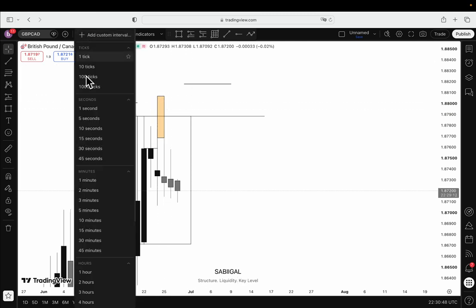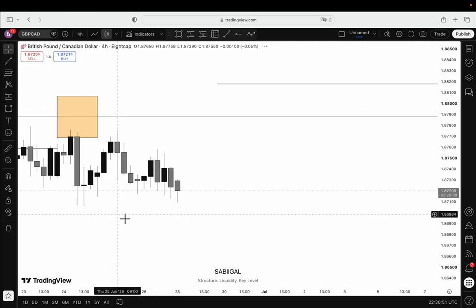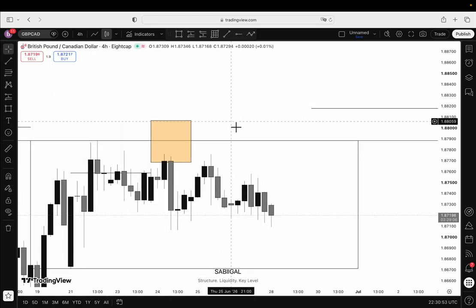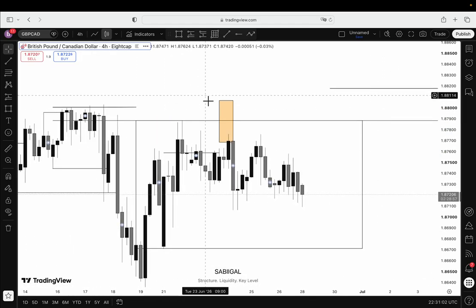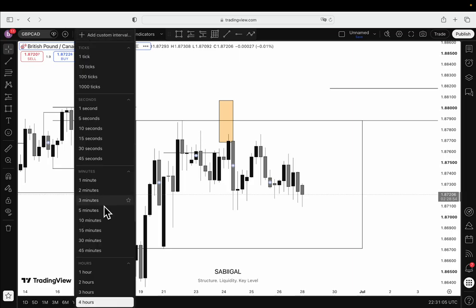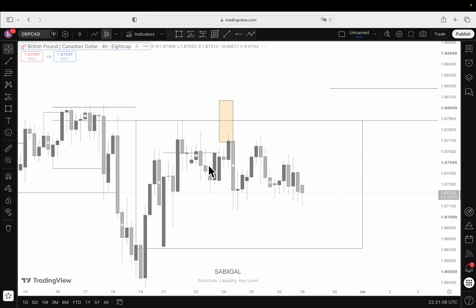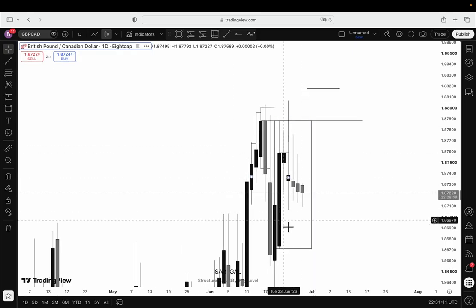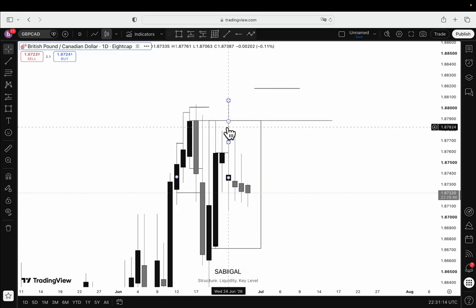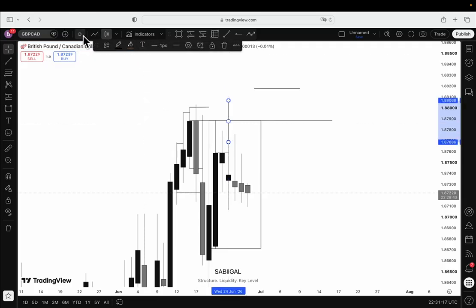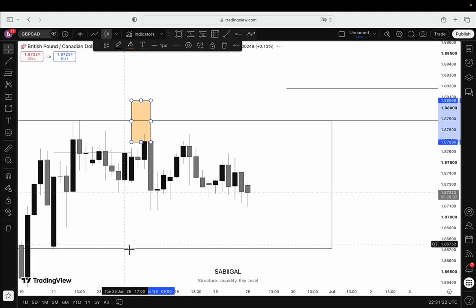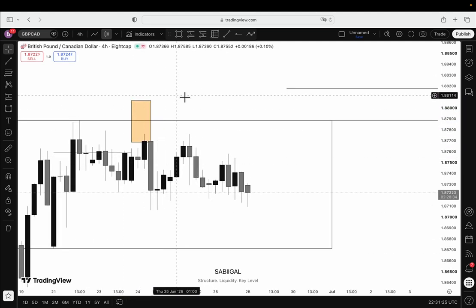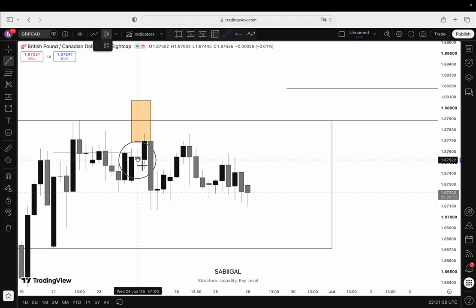Okay, let me go to the 4 hours to see what we have there. So this is the candle. That's why I don't want it to disturb us before. Let's go back. So we have our daily rejection, and then we have our 4 hours breakout right here.